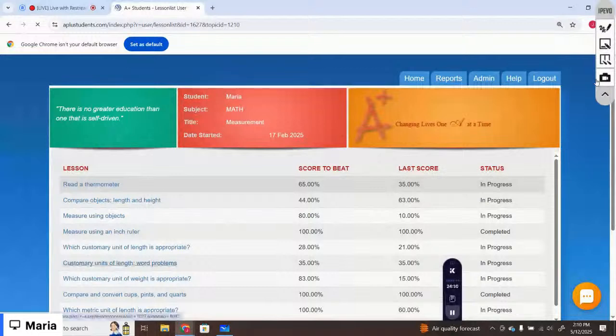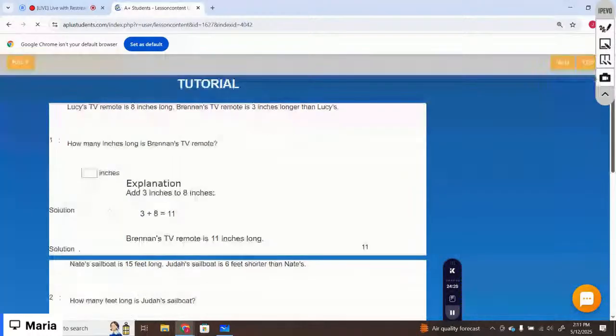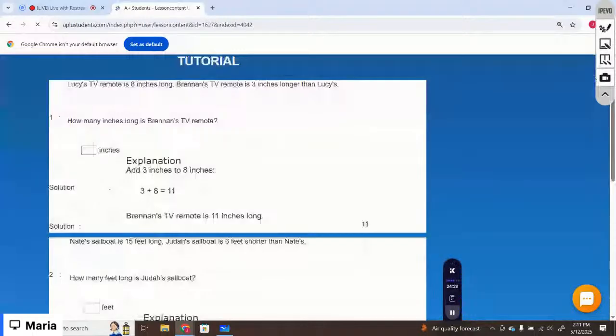The next lesson is customary unit of length word problems. Lucy's TV remote is 8 inches long. Brandon's TV remote is 3 inches longer than Lucy's. How many inches long is Brandon's TV remote?